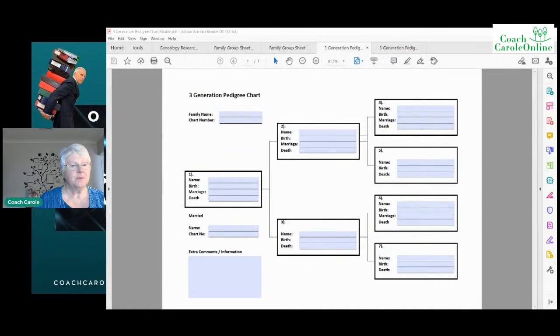My fourth tip for organising your genealogy research is again using specific charts to map your family groups. What you're looking at the moment is a 3-generation pedigree chart.